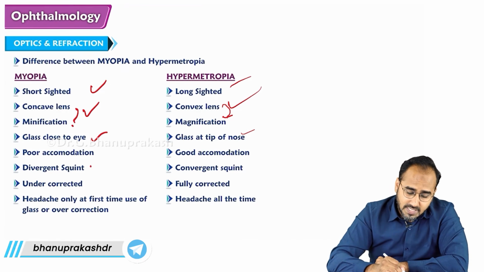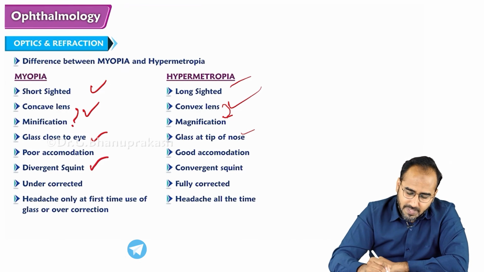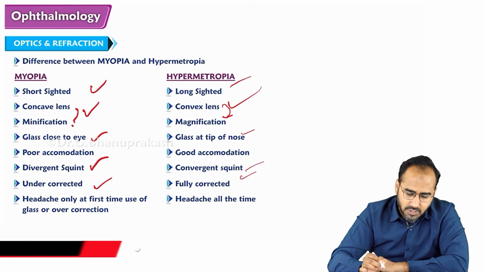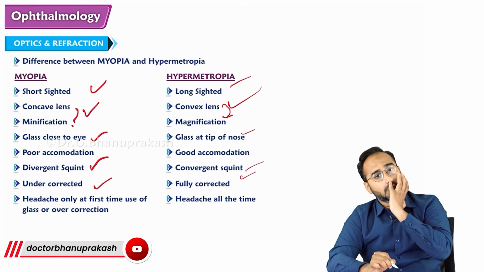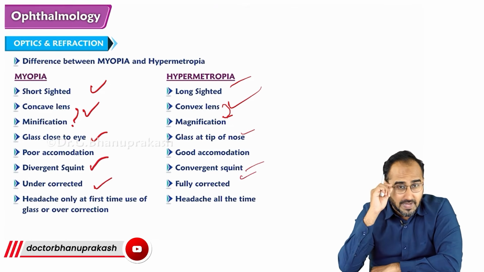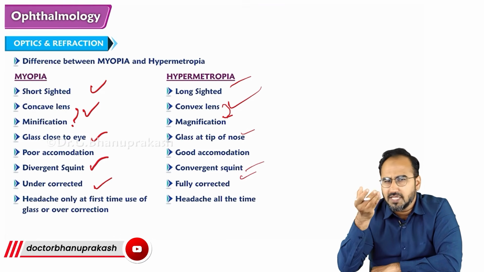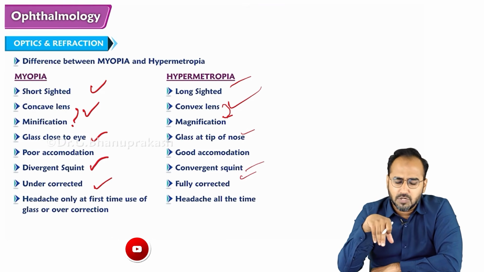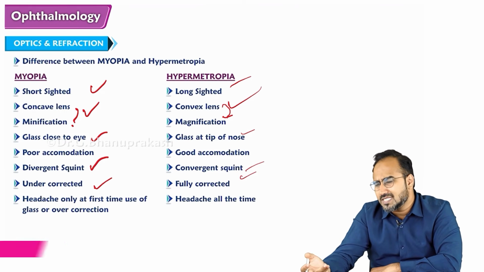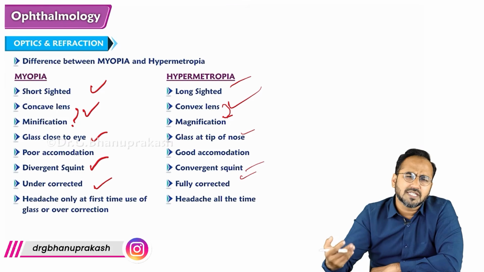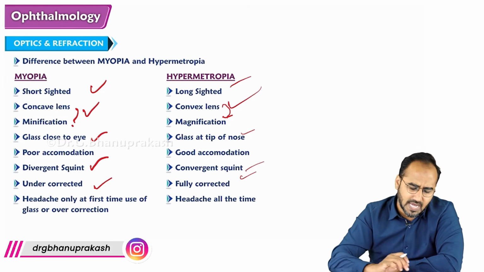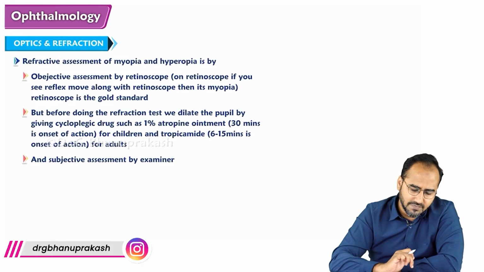Okay? Divergent squint is seen in myopia. In hypermetropia, convergent squint is seen. Myopics are undercorrected, hypermetropics are fully corrected. I told you who will have headache. Myopics will have headache only for two reasons: either wearing the glasses for the first time, or they are fully corrected. Whereas hypermetropics normally complain of headache all the time. Why? Because if they don't wear the glasses, due to constant accommodative action of the ciliary body, the patient will have headache.